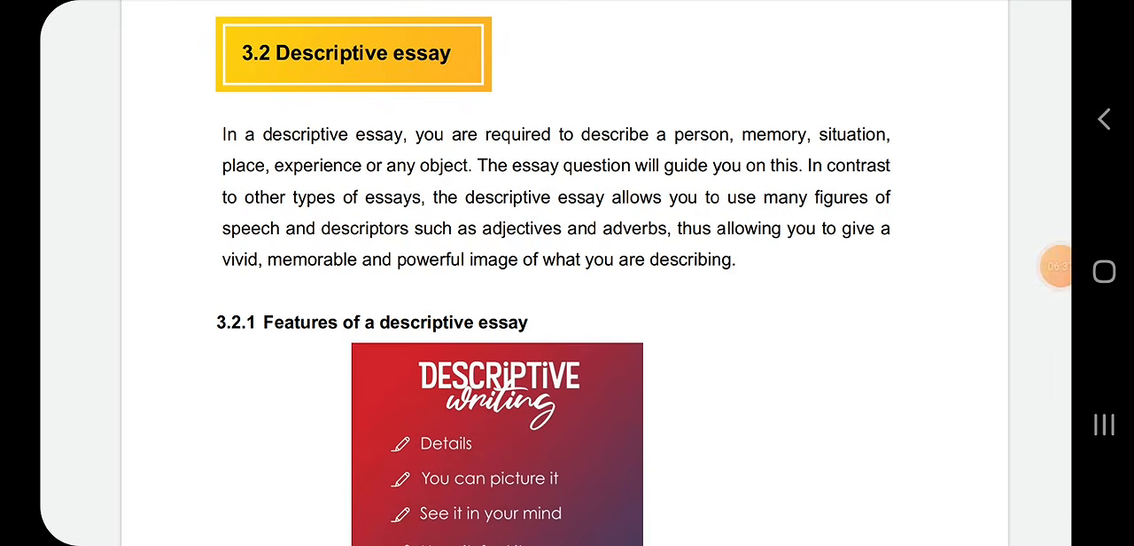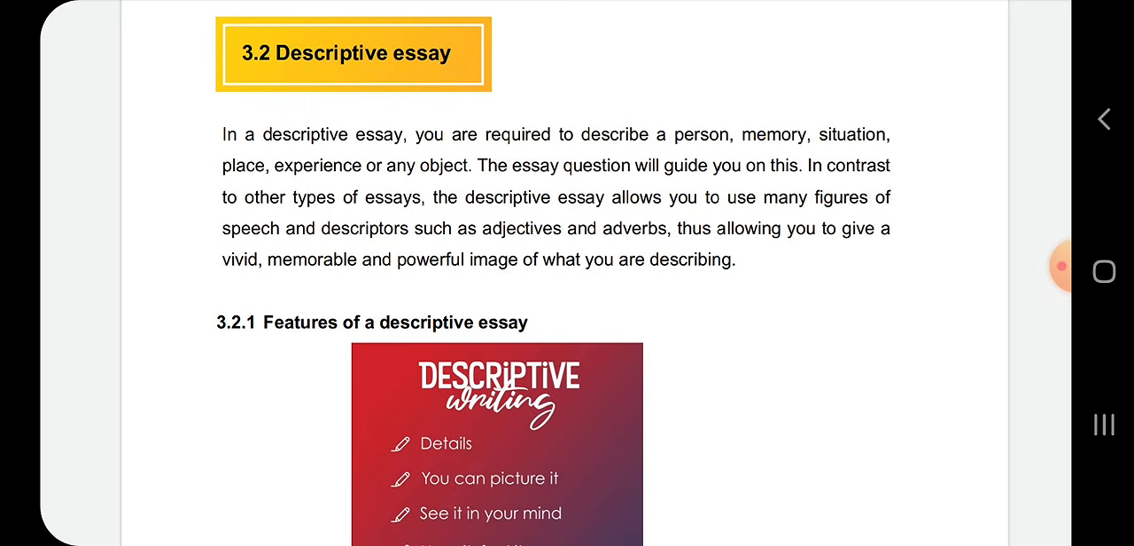And I decided to make it a descriptive essay. Okay, so we're going to look at the characteristics firstly of a descriptive essay. So in a descriptive essay, you are required to describe a person, a memory, a situation, place, experience, or any object. So the essay question will guide you on this.